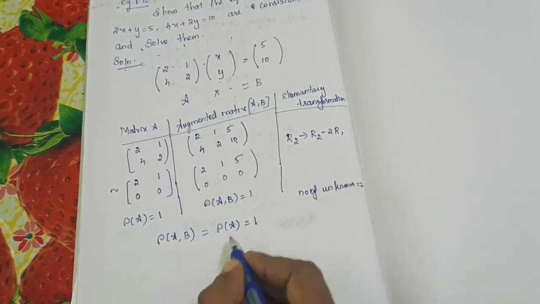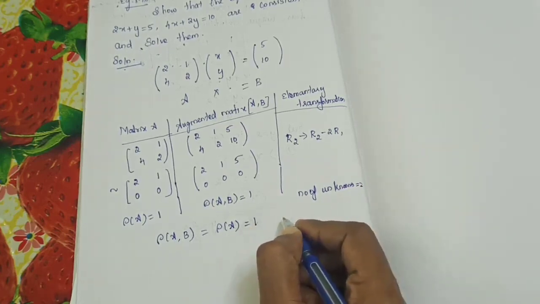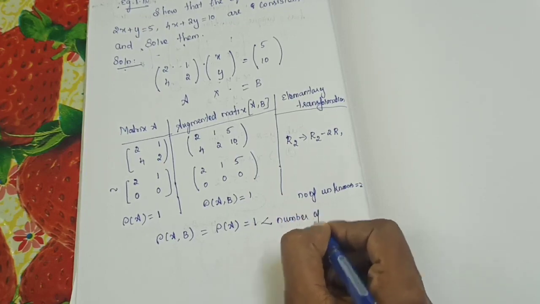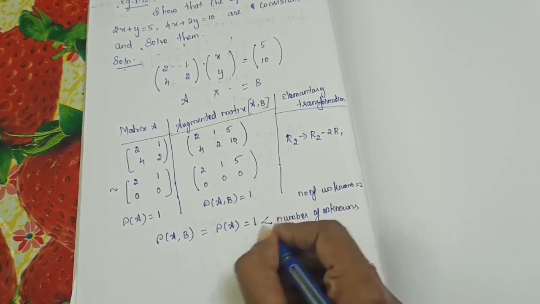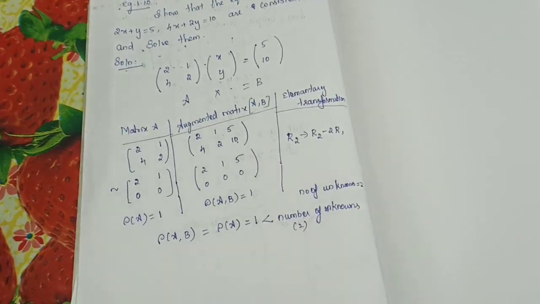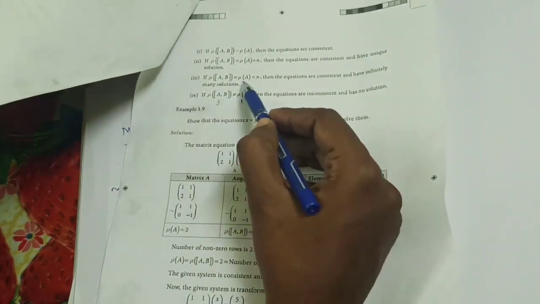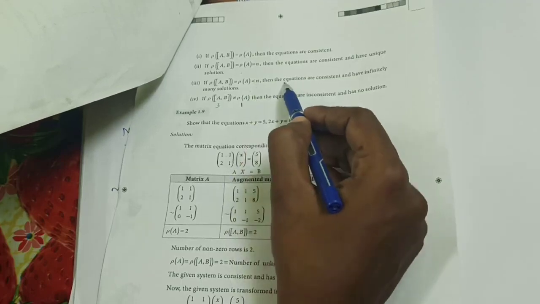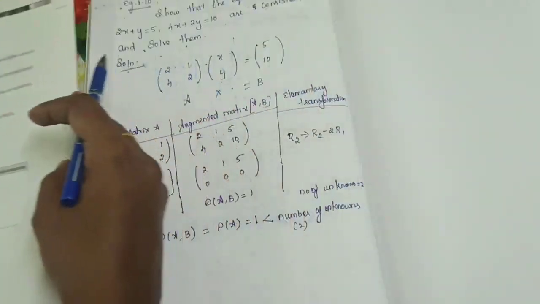We got both ranks equal to 1, but our number of unknowns is 2. So the rank is less than the number of unknowns, that is less than 2. Understand? So which condition will we see? Rank of AB is equal to rank of A, both values are equal but less than the number of unknowns. So the equations are consistent and thus have infinitely many solutions.